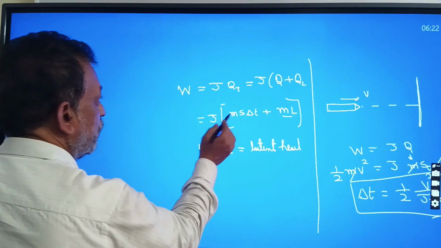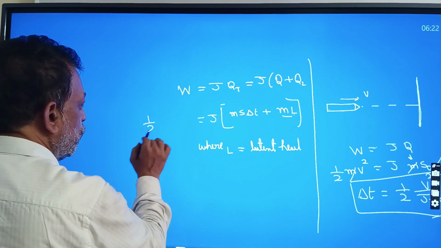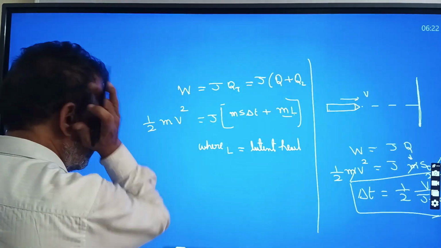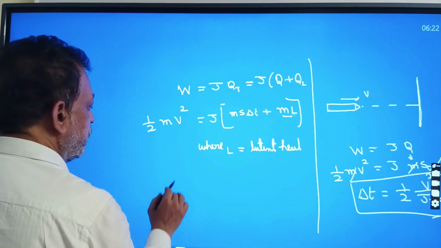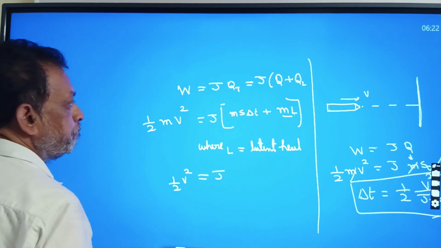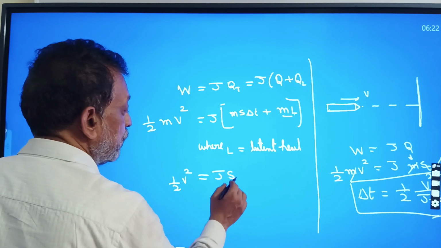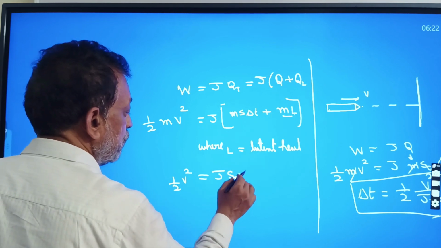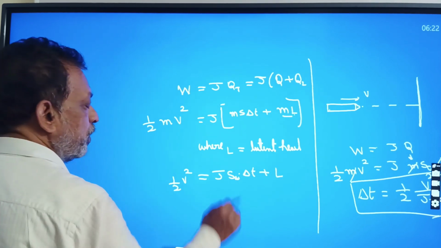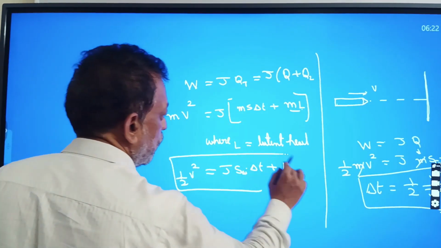Now what is m here? Because the bullet is moving with a velocity, the energy is 1 by 2 m v square. I am not doing anything, sir, just basic formulas. m will be cancelled, so whatever you want to find, you can find. 1 by 2 v square is equal to J times the specific heat of the bullet, generally copper, into delta T plus L. So what do you want? Delta T. Simplify it. Are you understanding that?